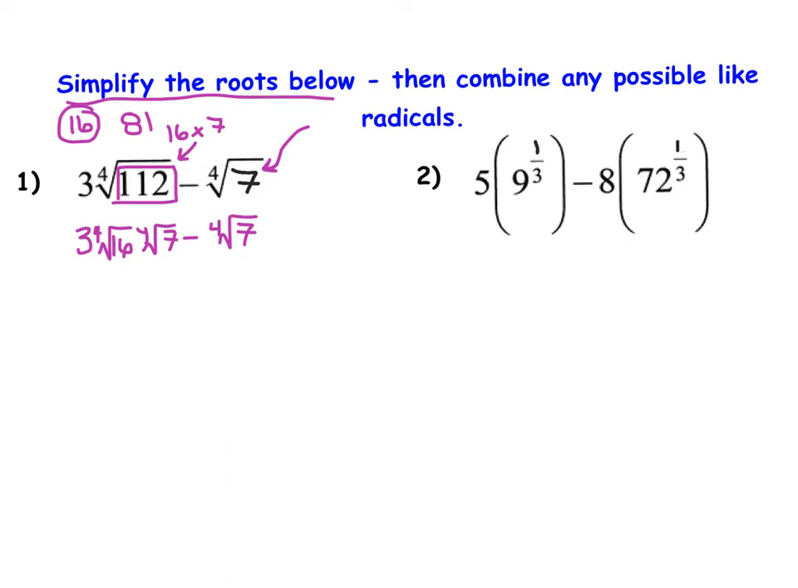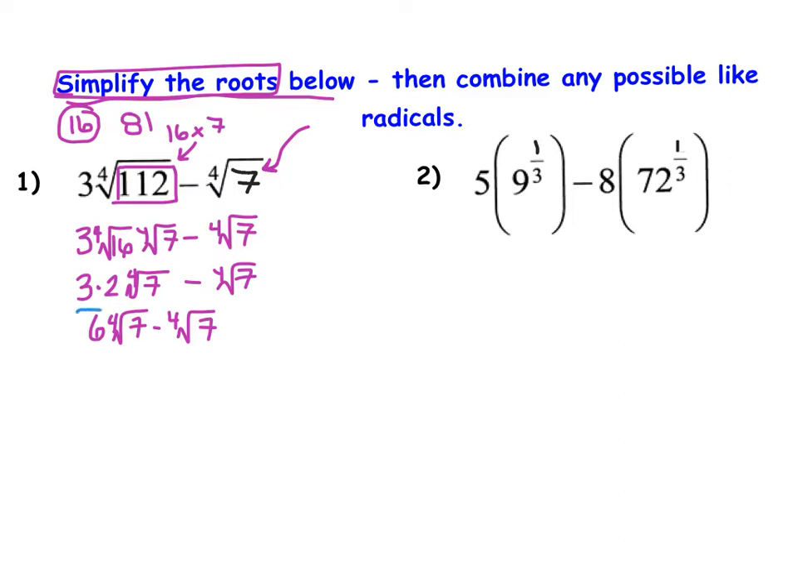Now, as I simplify this, these are going to become like radicals. So we know that the fourth root of 16 is 2. So this becomes 3 times 2 fourth root of 7 minus the fourth root of 7. And for this one, we do not need to include the plus or minus because we're simplifying the root and the goal is to find like roots. So for these, you do not need the plus or minus like you do for the other types of problems. And then here we have 3 times 2, which becomes 6 fourth roots of 7 minus the fourth root of 7. So now at this point, all we need to do is combine our like roots.